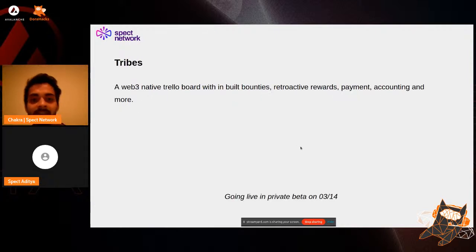So Tribes, as I said, was a product. It is a Web3 native Trello board with built-in bounties, retroactive rewards, payment, accounting, and more. We actually started building Tribes at the beginning of this hackathon, the Avalanche Hackathon, which was at the beginning of March, and we're shipping it in about a month and a half.